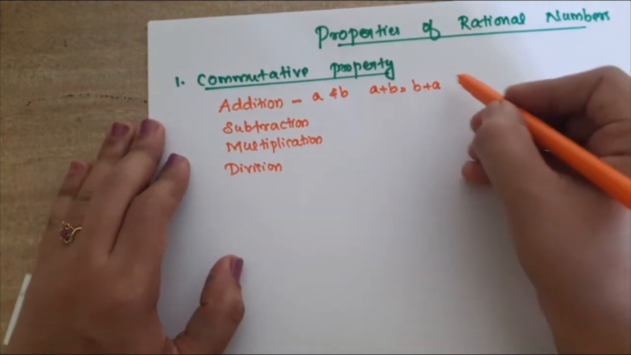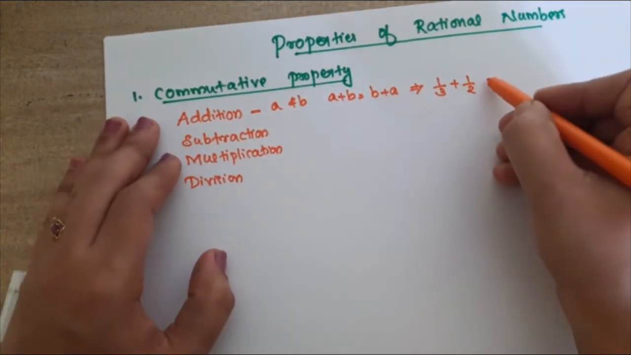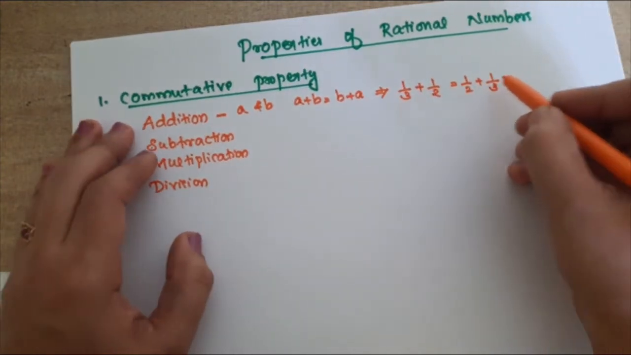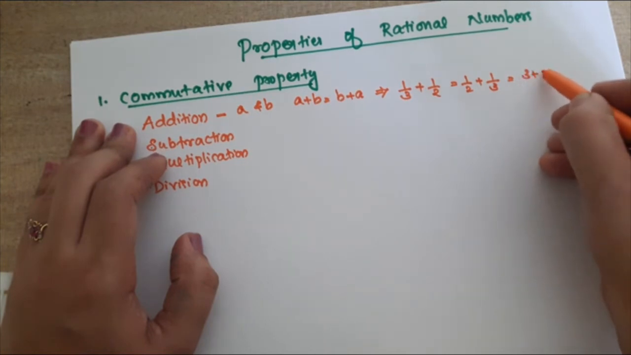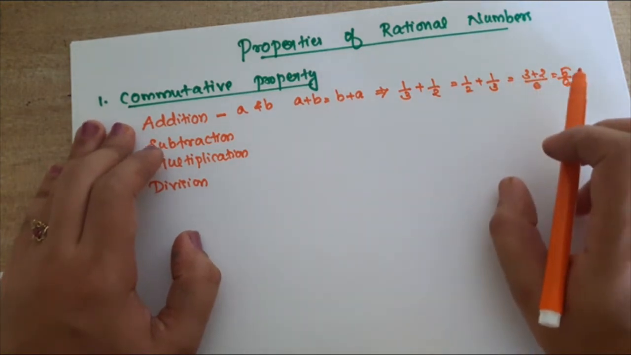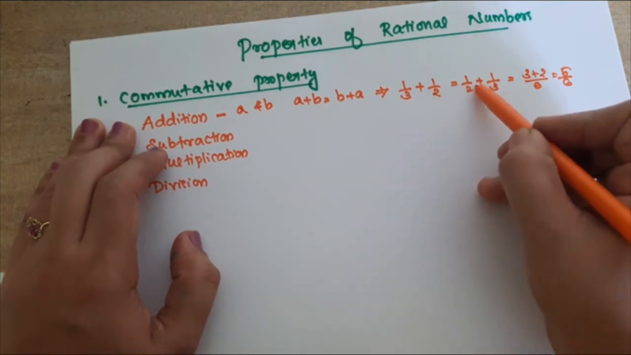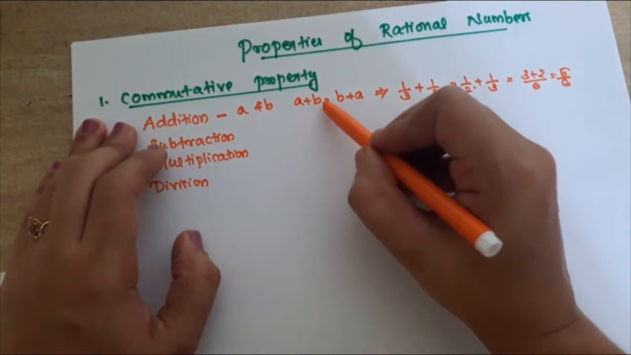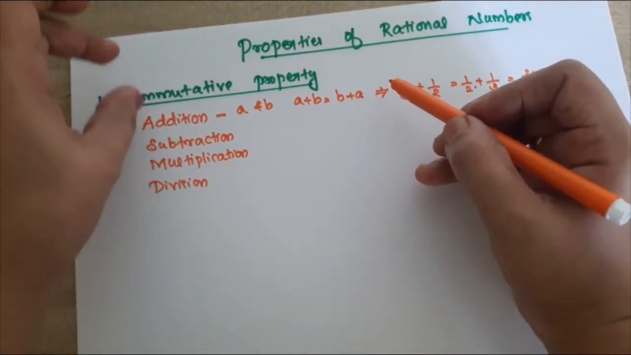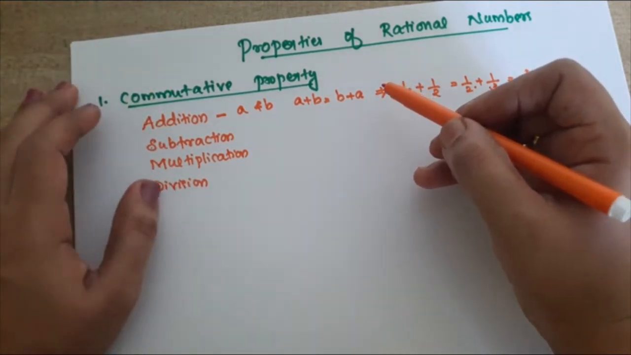Taking some examples, we can write 1 by 3 plus 1 by 2 is the same as 1 by 2 plus 1 by 3. Both have the answer 3 plus 2 by 6, that is 5 by 6, right? Both have the answer 5 by 6. That means 1 by 3 plus 1 by 2 is the same as 1 by 2 plus 1 by 3. That is a plus b is equal to b plus a. So the commutative property is true for addition.